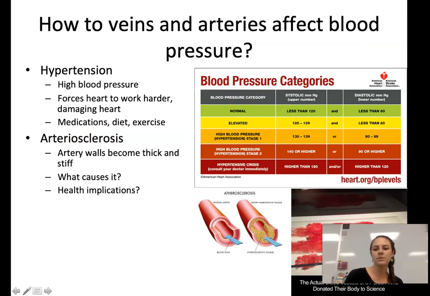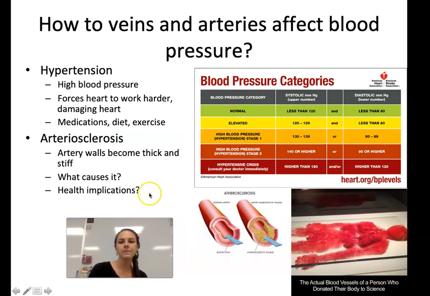Normal blood pressure, I'm going to move this over here. Normal blood pressure, the systolic number, the top number should be less than 120, and the diastolic number should be less than 80. If it's slightly elevated, it might be 120 to 129. It might be still less than 80. High blood pressure, another term for high blood pressure is hypertension. So hypertension causes your heart to work harder.